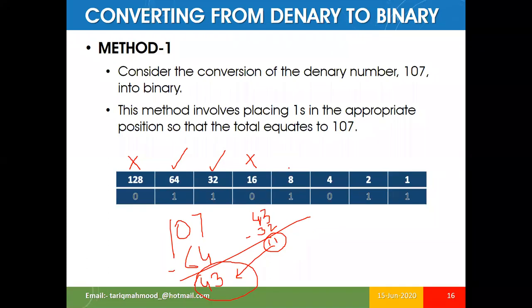We move toward the next column, which has the value 8. 8 can be subtracted from 11, so we place 1 over here. If we subtract 8, we are left with the number 3. We have placed 1 here. We move toward the next column. Can we subtract 4 from 3? No, we can't, so we neglect it.